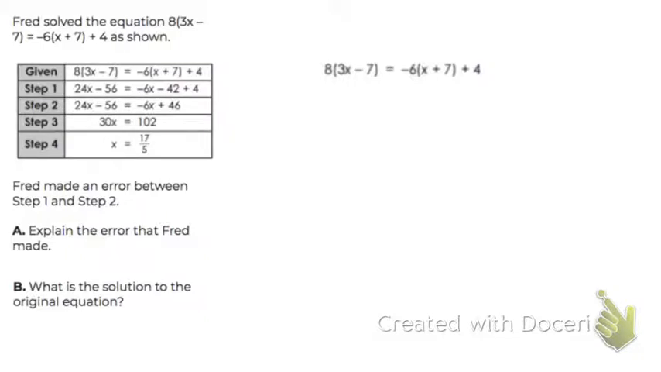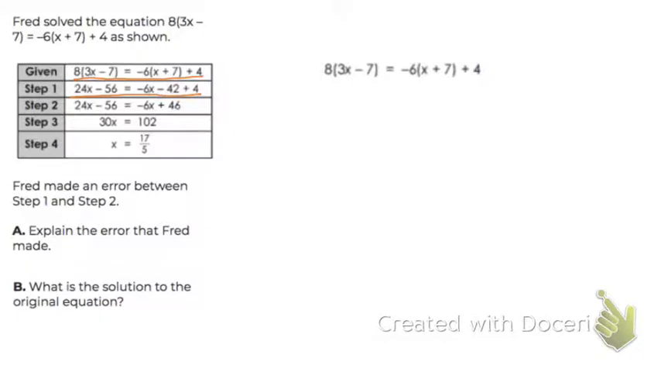What we're doing is we're looking at how Fred solved it. We're comparing one step to the next and seeing if he made any small mistakes along the way. So let's look at the given line and then step 1.